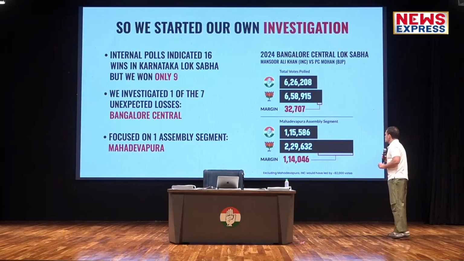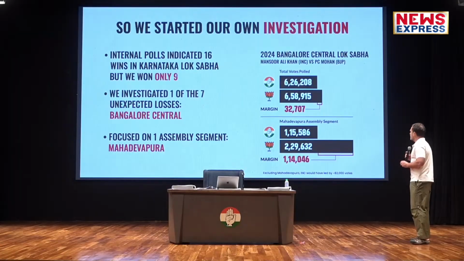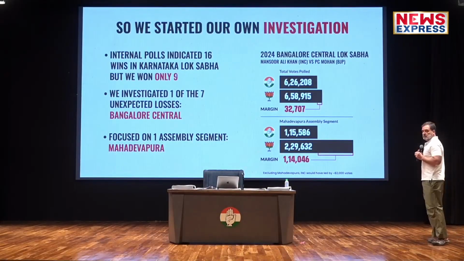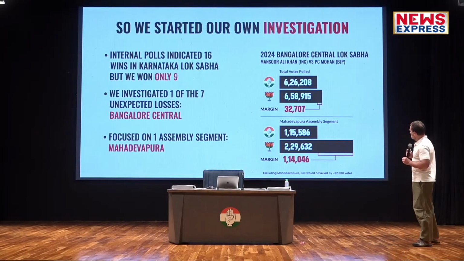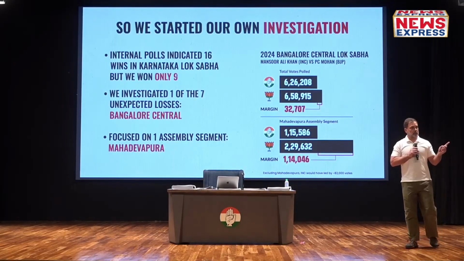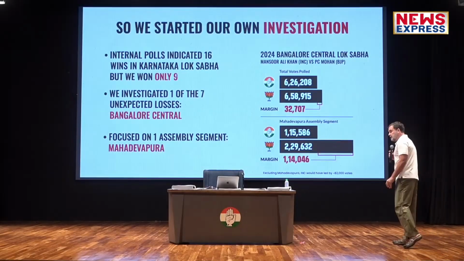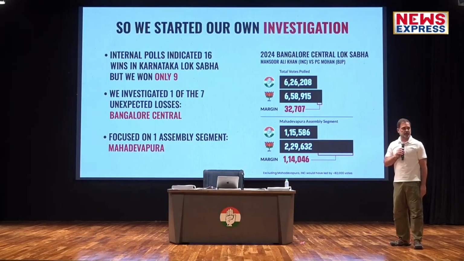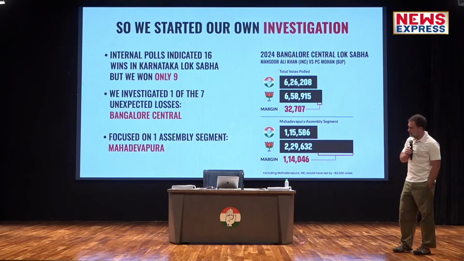2024, total votes polled, 6.26 lakhs in the Lok Sabha. BJP wins with 658,915 with a margin of 32,707. But then, the interesting thing, we look at Mahadevapura assembly segment. The Congress polls 1,15,586 and the BJP polls 2,29,632. Congress wins all the Vidhan Sabhas except this one. And in this one, BJP sweeps and gets a margin of 1,14,046. This seat wins them the election. And the Lok Sabha goes in their favor.